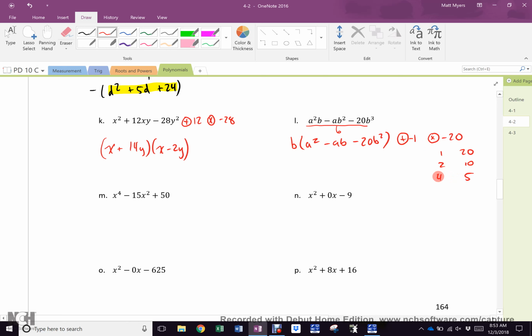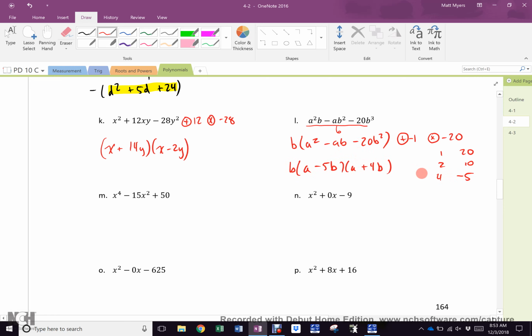Is it 4 plus 5? Is it 4 minus 5? Is it 5 minus 4? It's 4 minus 5, right? That will get me negative 20 when multiplied, and if I add them, it'll get me negative 1. So that's how you know where to put the pluses and the minuses. So it's B, A, and it needs to be minus 5B, because I need a B squared, and plus 4B.